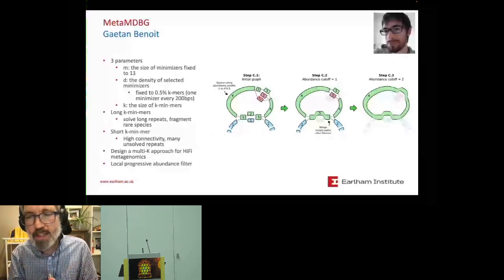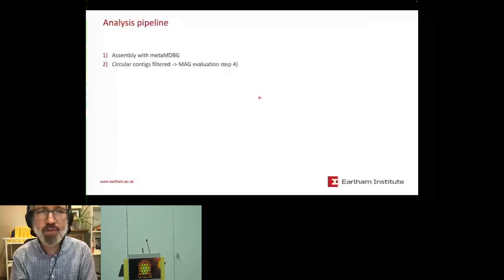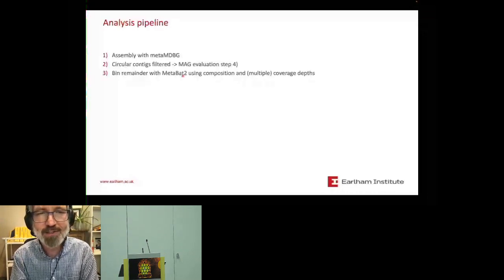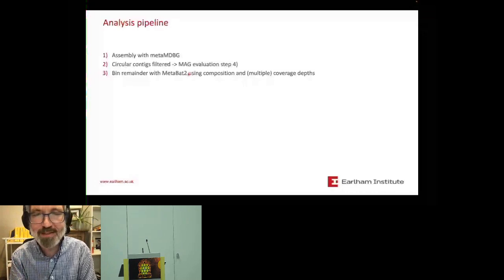So we did a very simple analysis pipeline to compare MetaMDBG to other assemblers. We perform the assembly, then we take all the circular contigs and they go straight to MAG evaluation. And then we do binning with MetaBat2. In fact, I did encourage Gaetan to look at other binners such as our own, but he wanted to use what he considered to be the standard binner in the field at that point.